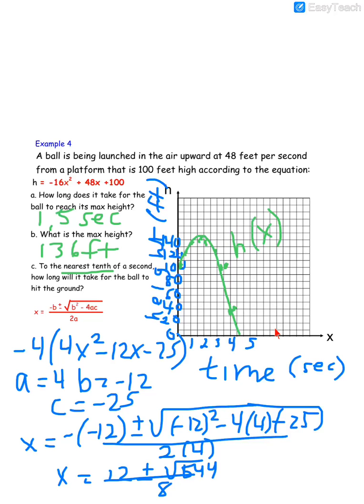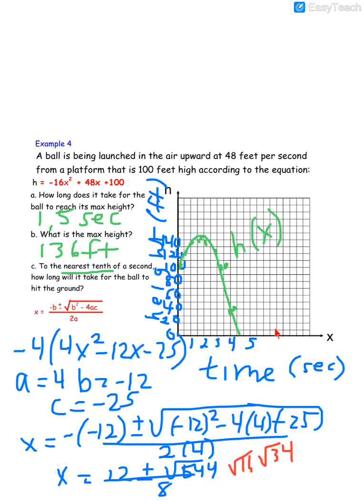So the square root of 544, you can plug that in your calculator. So y equals 544 over x. And then under y2, you can plug in y equals x squared. So you can look for the perfect squares that go into it. And I happen to recognize that 16 is the perfect square in the square root of 34. So I'm going to rewrite this.